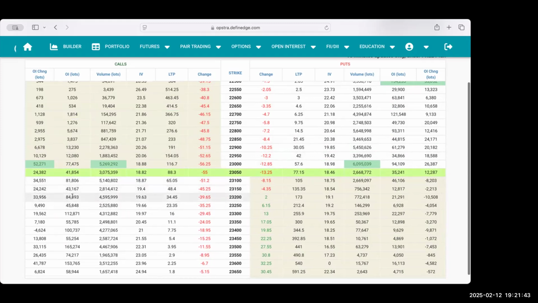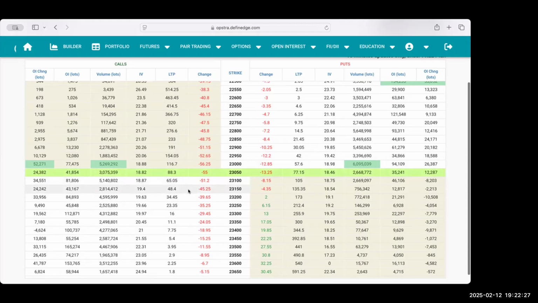This is lots. Think, if anybody can just open 23050 CE in your app. Can you guys do that, please? Yeah, yes. 23050 CE. Tomorrow's expiry. Okay, now click on sell. How much capital is required? 23050, right?